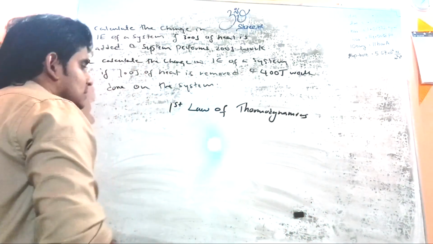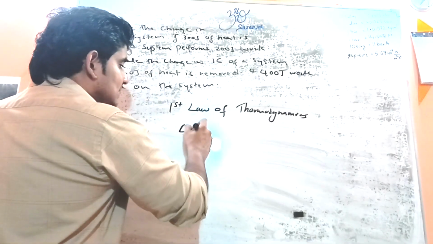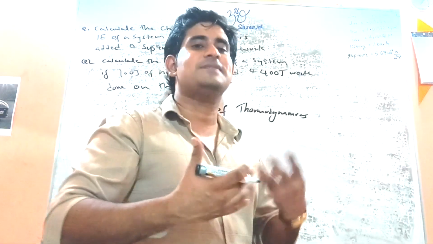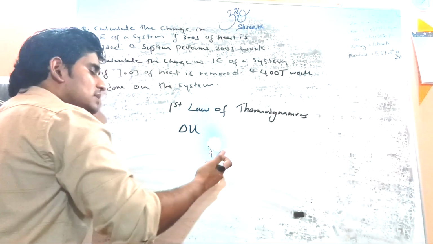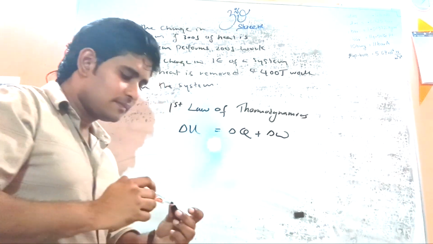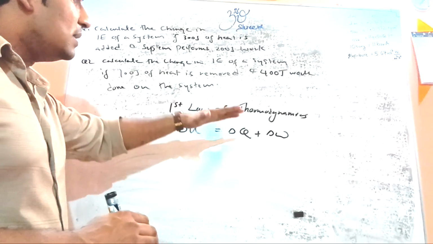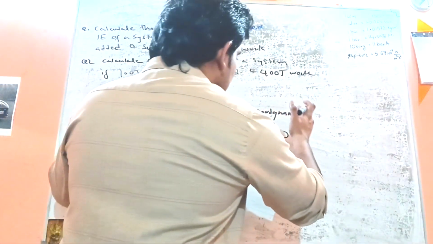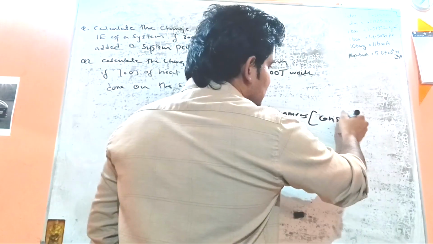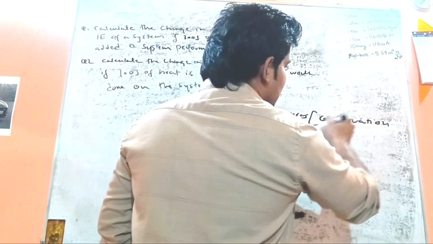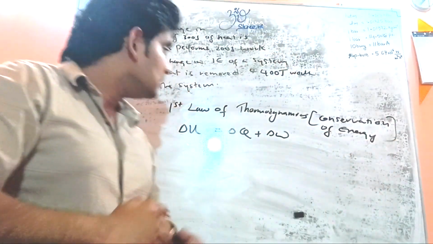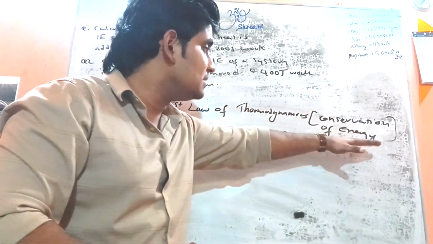So we call it delta U because here this delta denotes the change, the difference, right? Delta U equals delta Q plus delta W. Is that clear, right? First law of thermodynamics. This law is based on the conservation of energy, right? Keep in mind that this law is based on the conservation of energy.